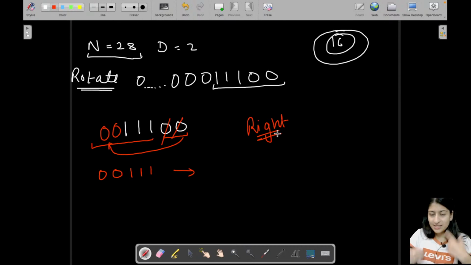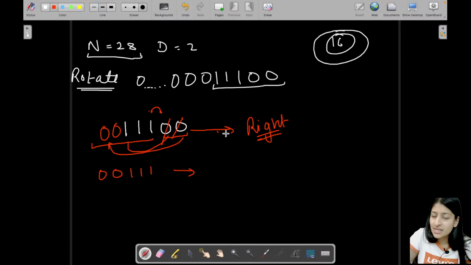Okay, so I'll just reiterate what I said. I told you that we are shifting the numbers, rotating the numbers to this position, right? But eventually your bits are getting shifted by two positions to the right. So this will be considered as a right shift, okay? So you can just understand it this way. And vice versa will be the left shift.